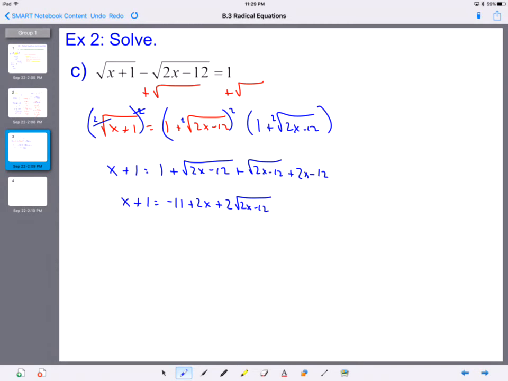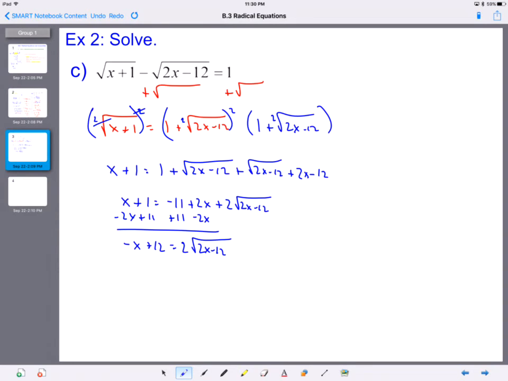And now we need to isolate. So we're going to add the 11 and subtract 2x. That'll leave us with negative x plus 12 is equal to 2 times the square root of 2x minus 12. Now, even though the square root is not completely isolated, if we divide by 2, we're going to create fractions here. So since it is 2 times the square root, I can leave it there.